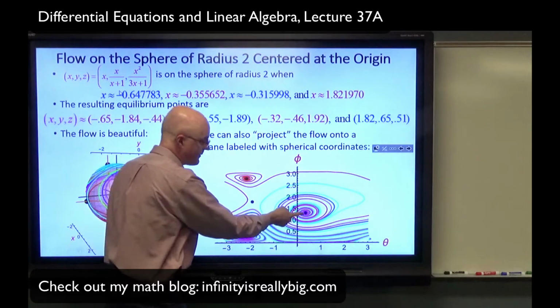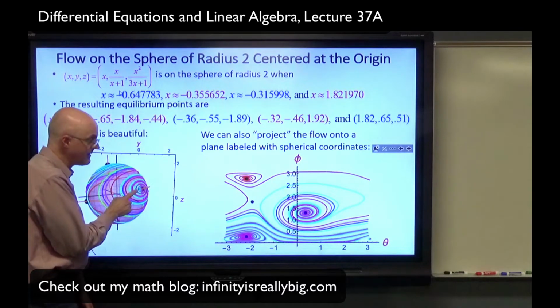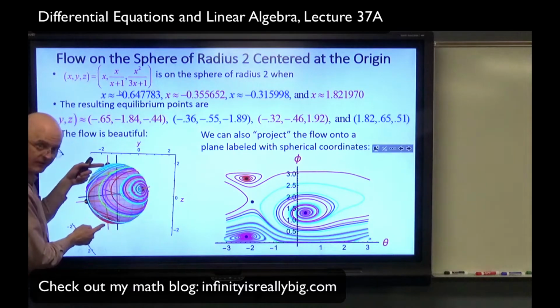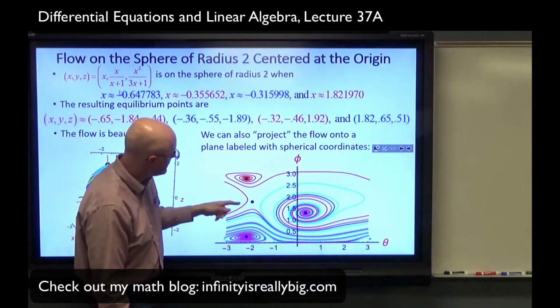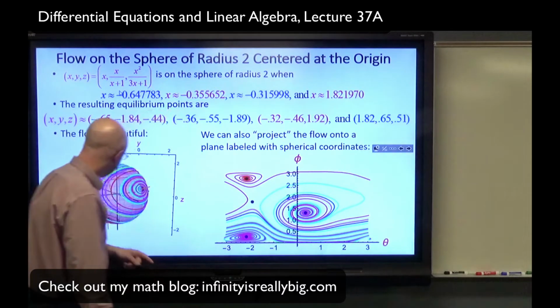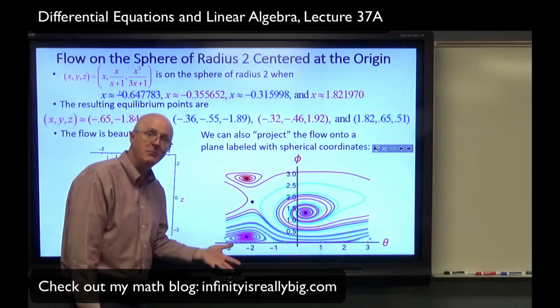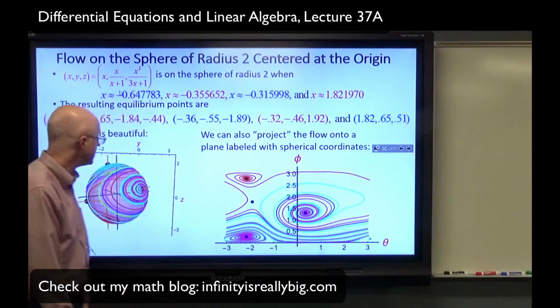We could verify, for example, this one is a spiral source because this one corresponds to that point right there. These 2 things are spiral sinks. They correspond to these points over here and here. And this one right there, which you can kind of see better in this plane, corresponds to a saddle point. If we linearized at that point in this projection, we would get a Jacobian matrix that has real eigenvalues, 1 positive, 1 negative. That would be what we would see.